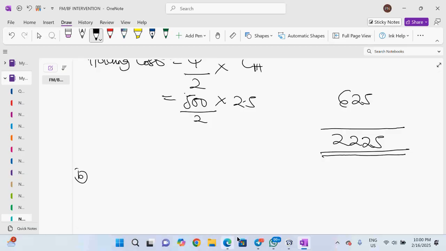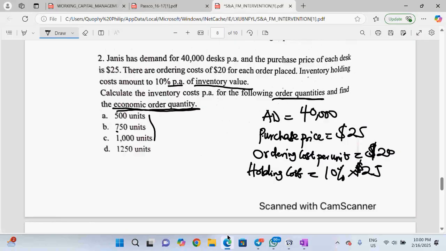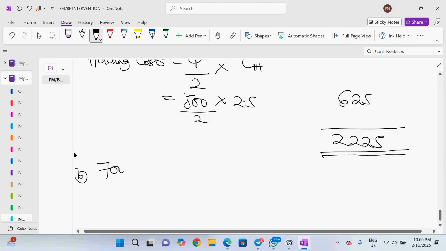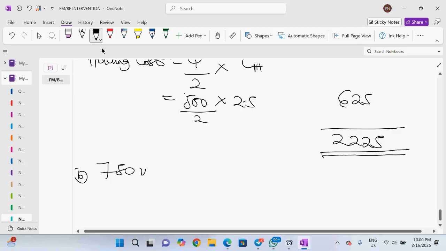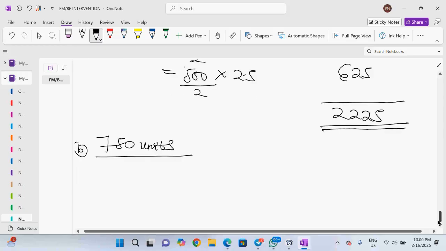So let's do for B, right? Which is at how many units? At 750 units. So at 750 units, what is the ordering cost?